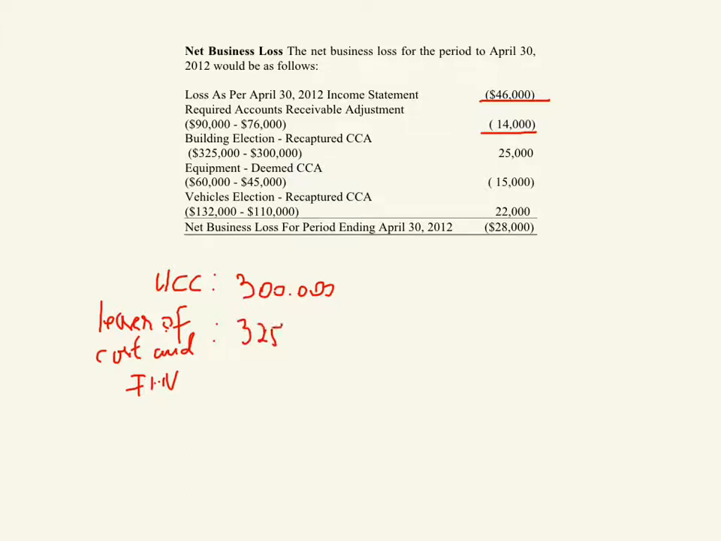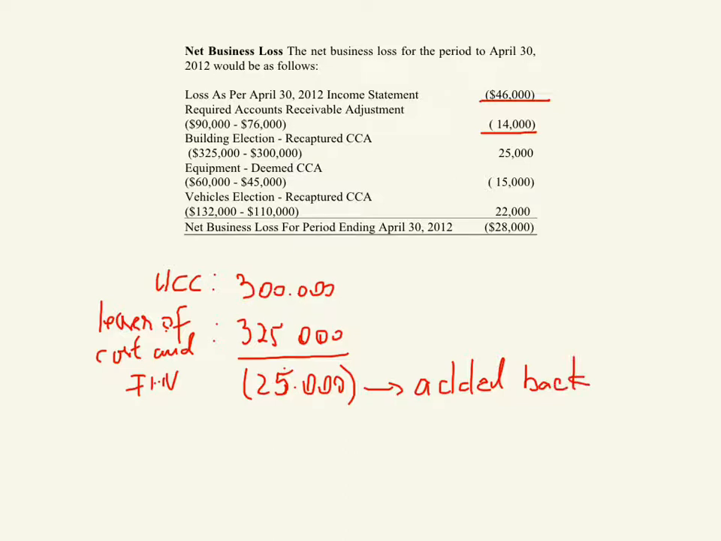So 325,000, which will give me a negative 25,000, and this one is going to be recapture, added back, and it's going to be recapture CCA for the building.